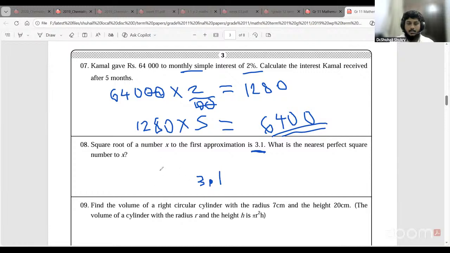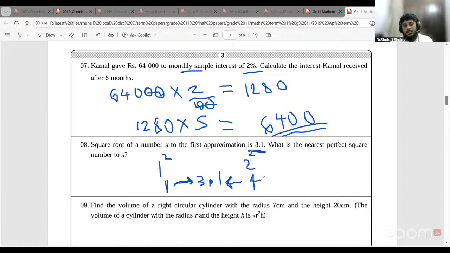What can you write? Like 1 square. 1 square is 1. The other one is 2 square. 2 square is 4, right? 1 square is 1, 2 square is 4. So if you want to come from 1 to 3.1, or 4 to 3.1. They have asked: the square root of the number x, to the first approximation, is 3.1.